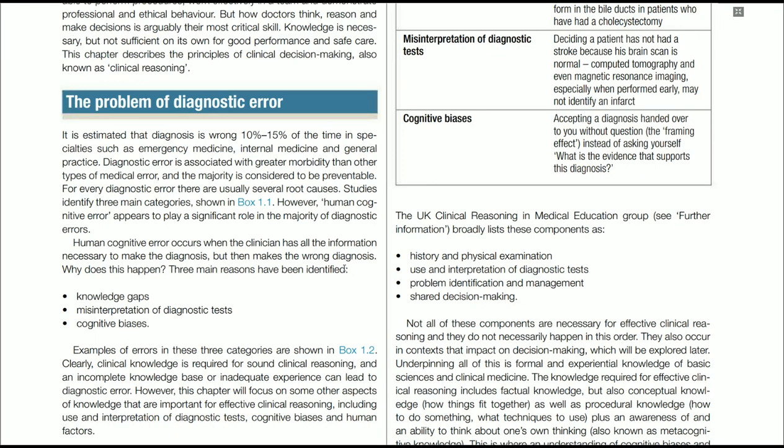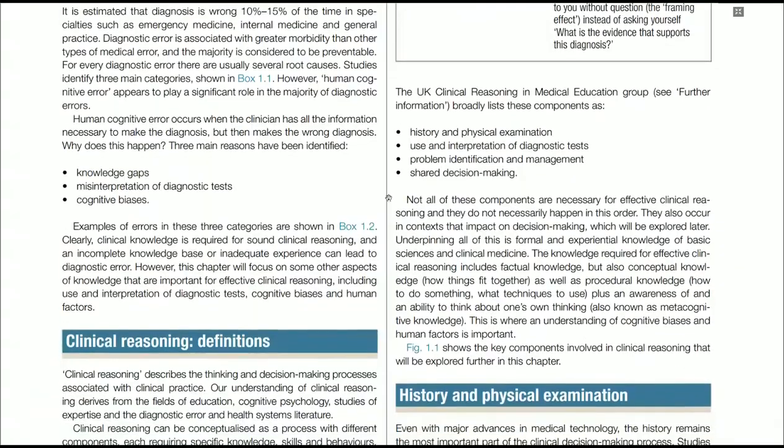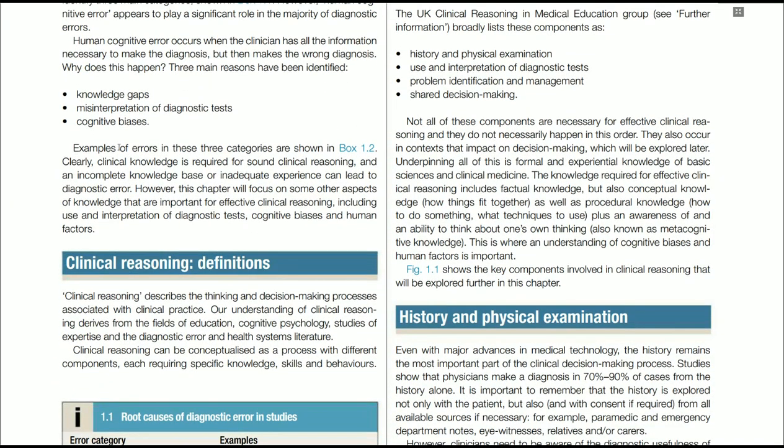Three main reasons have been identified: knowledge gaps, misinterpretation of diagnostic tests, and cognitive biases. Examples of errors in these three categories are shown in box 1.2. Clearly, clinical knowledge is required for sound clinical reasoning, and an incomplete knowledge base or inadequate experience can lead to diagnostic error. However, this chapter will focus on some other aspects of knowledge that are important for effective clinical reasoning, including use and interpretation of diagnostic tests, cognitive biases, and human factors.